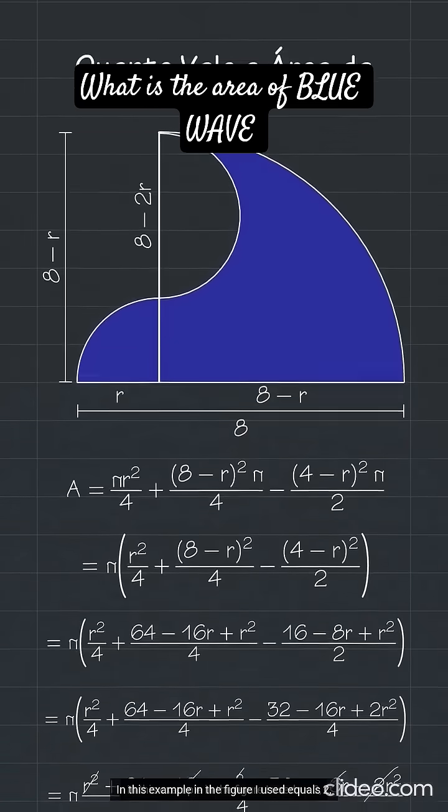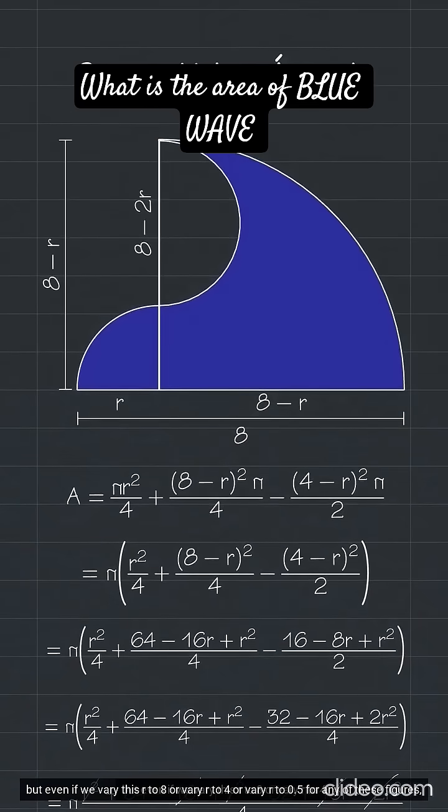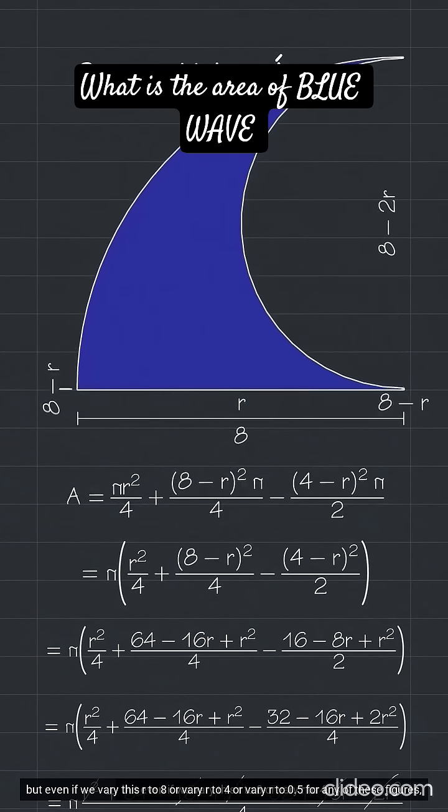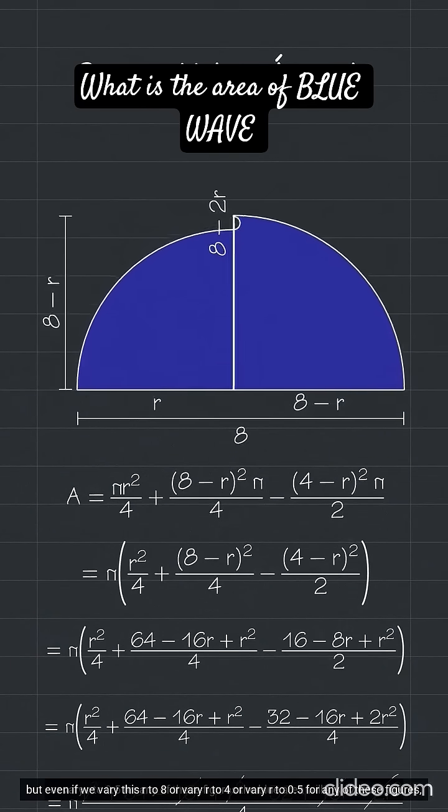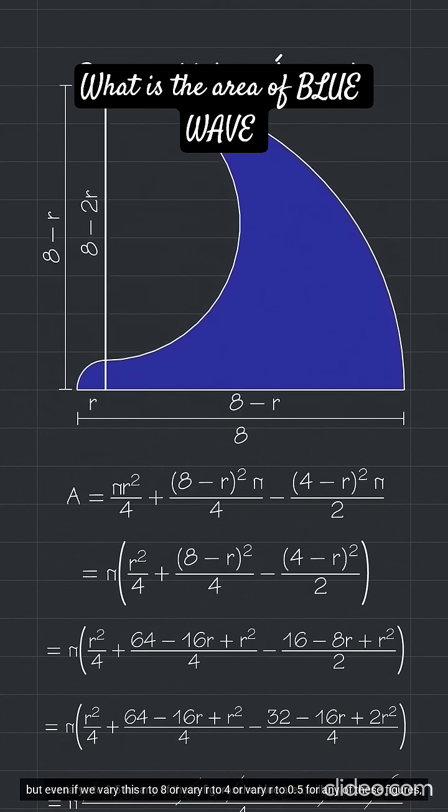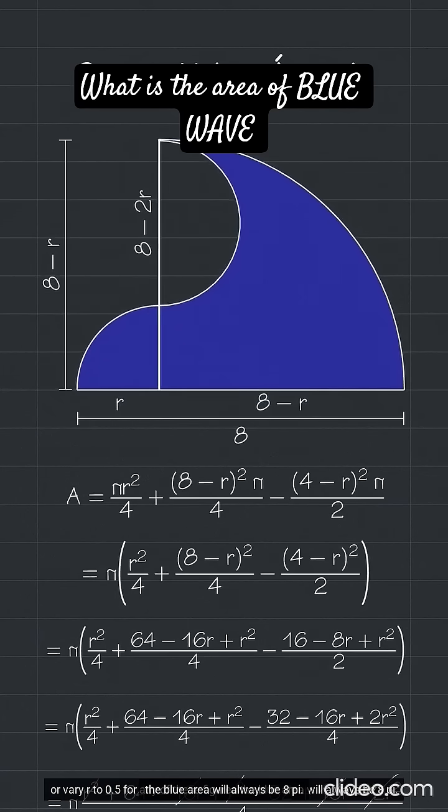In this example, in the figure I used r equals 2. But even if we vary this r to 8, or vary r to 4, or vary r to 0.5, for any of these figures, the blue area will always be 8 pi.